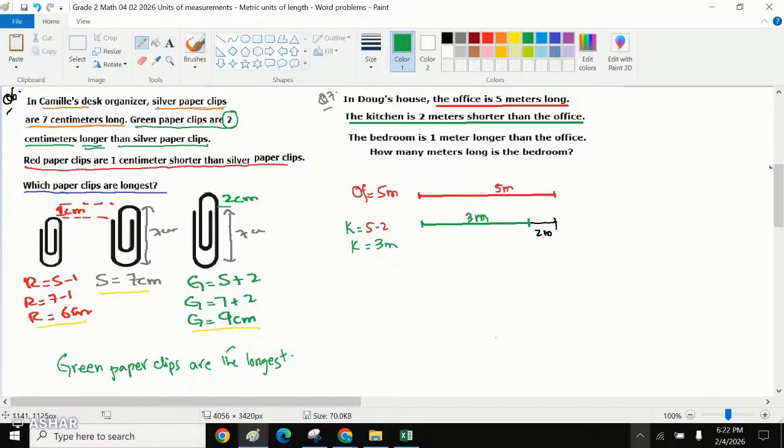What about the next? They are saying the bedroom is 1 meter longer than the office. So if the bedroom is 1 meter longer than the office, that means the difference of the length of the bedroom is 1 meter. That means the bedroom is 1 plus 5. The bedroom is 6 meters. Agreed?